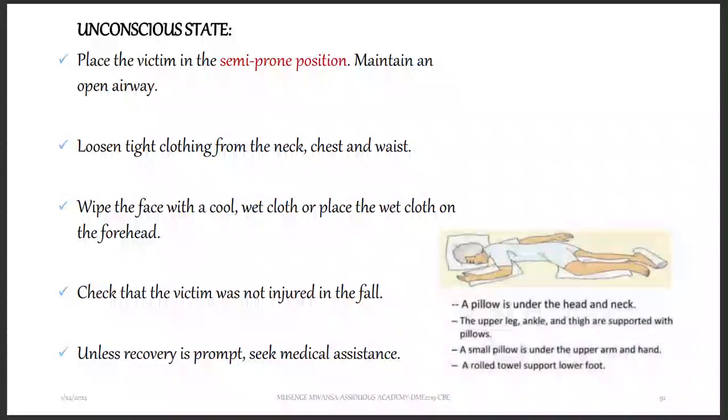But if someone is already in an unconscious state, place the victim in a semi-prone position. That is the semi-prone position we can see there. Maintain an open airway. Very important. Always make sure that the ABC is okay: airway is open, there is breathing happening, there is circulation happening. You are going to loosen any tight clothing from the neck, chest, and also from the waist. Wipe the face with a cool wet cloth or place the wet cloth on the forehead in case a person has fainted. Also check that the victim was not injured when the fall happened. Unless recovery is prompt, you need to make sure that you seek medical assistance.